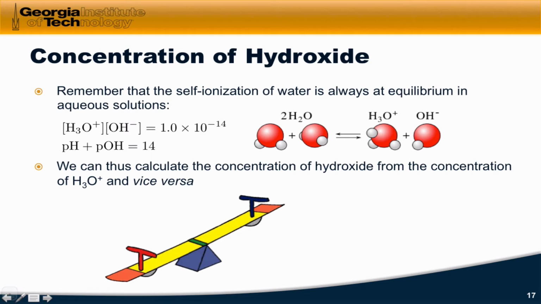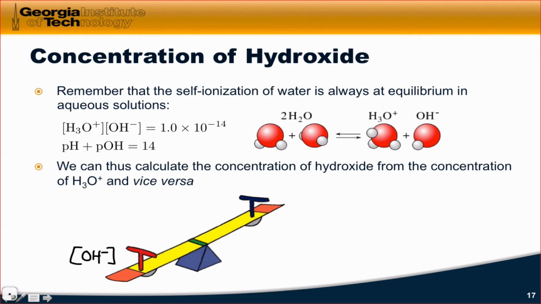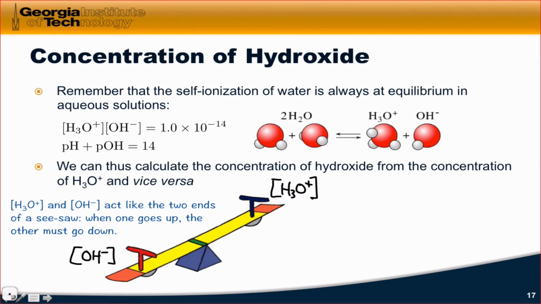The other thing that this shows us is that hydroxide and hydronium concentrations act like a seesaw. When a base raises the concentration of hydroxide, then the concentration of hydronium must decrease such that the equilibrium expression, the product of these two, is still equal to 1 times 10 to the negative 14. When one concentration goes up, the other must go down.